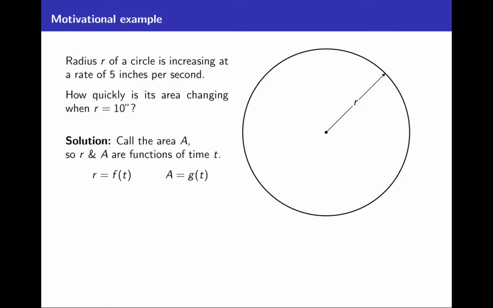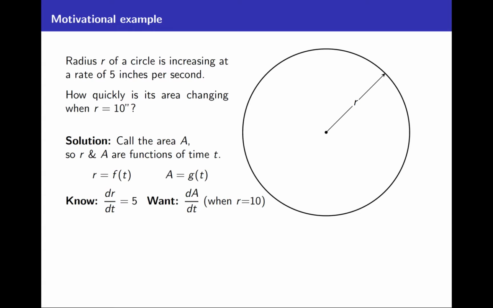Let's think about what we know here. It's given that the radius r increases at a rate of 5 inches per second. So 5 is the rate of change of r, which is f prime of t, or dr dt. So we know in this problem that dr dt is equal to 5. What we're trying to find is the rate of change of area, the rate of change of A. That's given by g prime of t, which you could also write as dA dt. So we want dA dt, and in fact we want it at the precise instant that r is 10 inches.